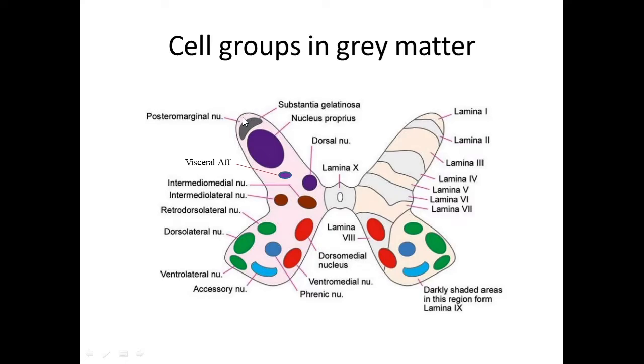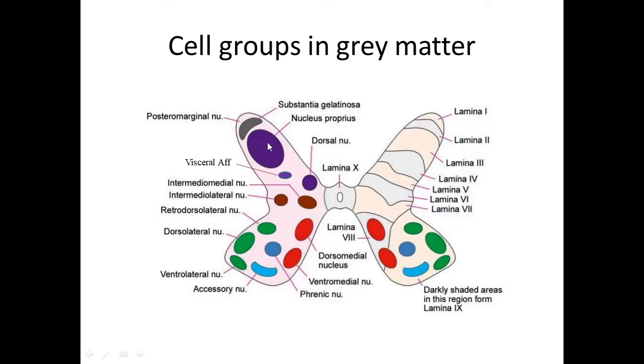So this is the posteromarginal nucleus. Then deep to it there is substantia gelatinosa. Then this is the nucleus proprius. Then there is the dorsal nucleus, or nucleus dorsalis. And lastly, there is the visceral afferent nucleus.